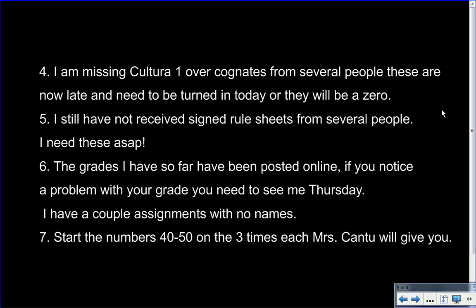Please turn them in. All right, number 5, I still have not received signed rule sheets from several people. Guys, I gave those out the first day of school. We are now on the 3rd week of school, so I need those in immediately. Those are worth a grade. You need to look through your folder, your backpacks, and make sure you turn them in.